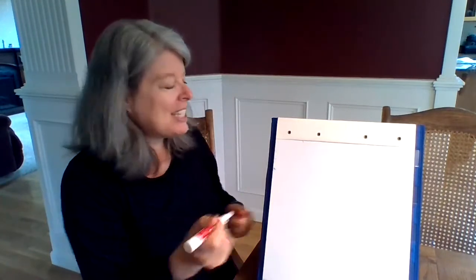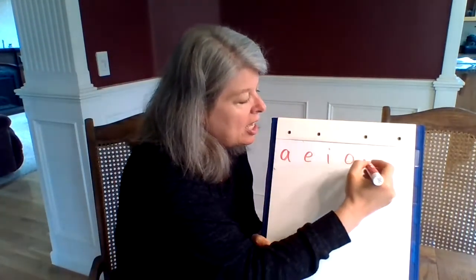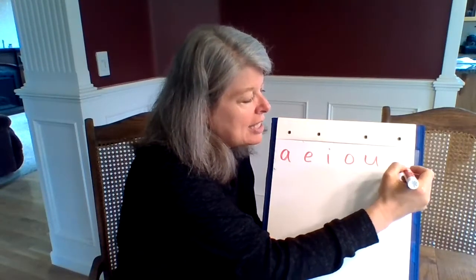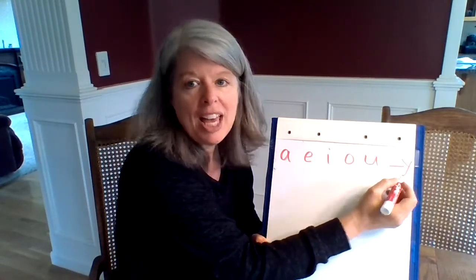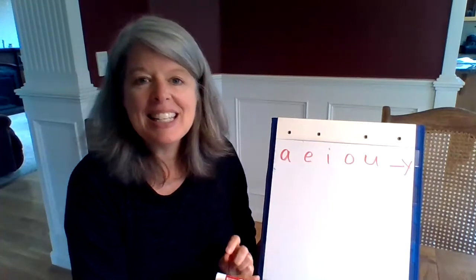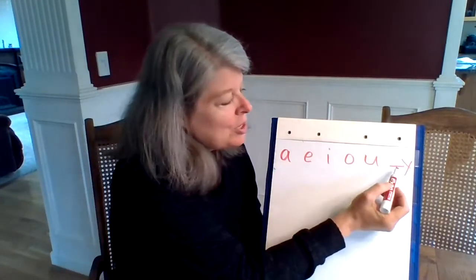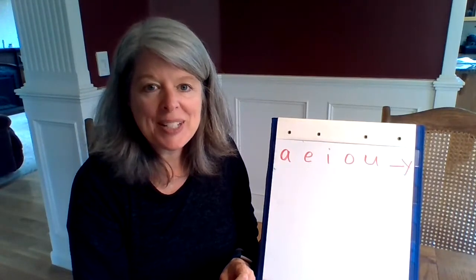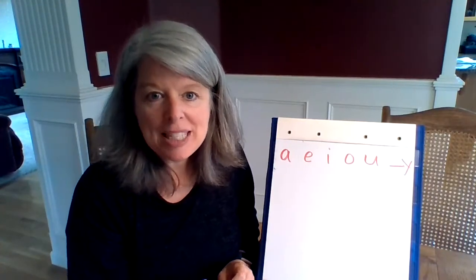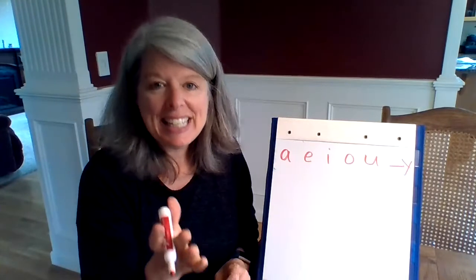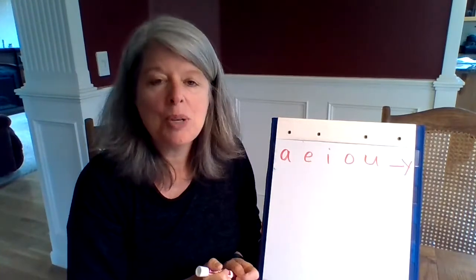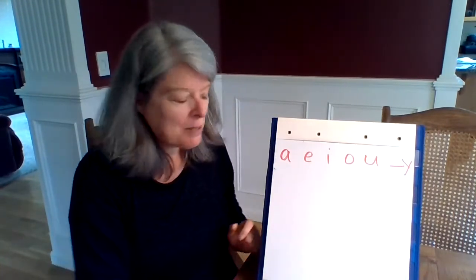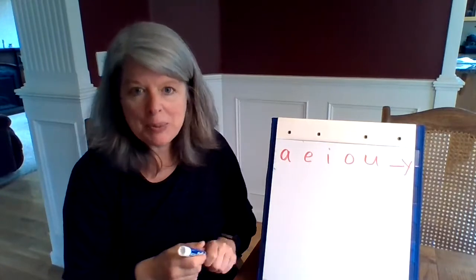Let's say the vowels together. We have A, E, I, O, U, and sometimes Y. Y is a vowel when it's at the end of a word. That's why we have the blank there. And Y can make the sound I in a one-syllable word or E in a two or three or multi-syllabic word. Okay, spell this word along with me.